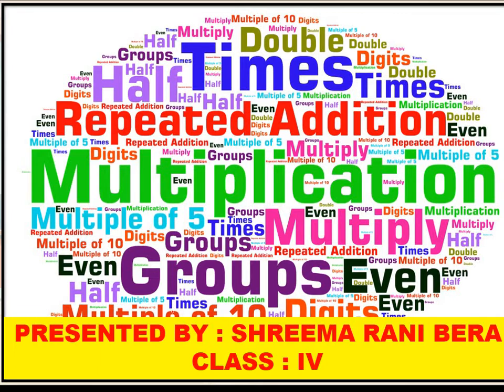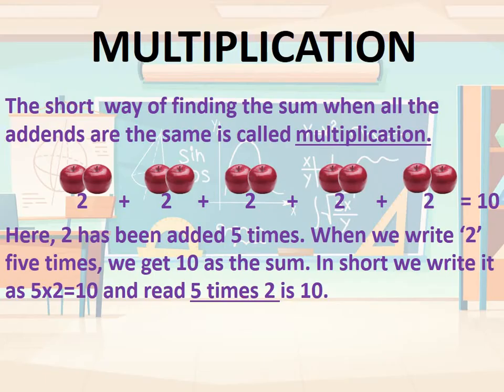Multiplication is also known as repeated addition. The short way of finding the sum when all the addends are the same is called multiplication. What does it mean? What is an addend? When we add any two numbers, those numbers are known as addends.